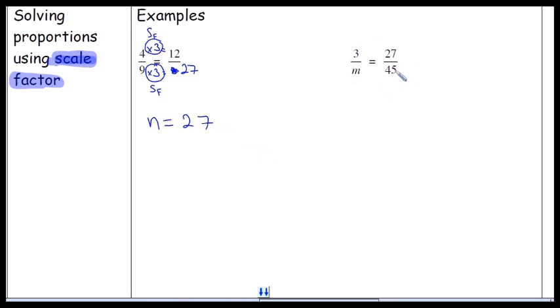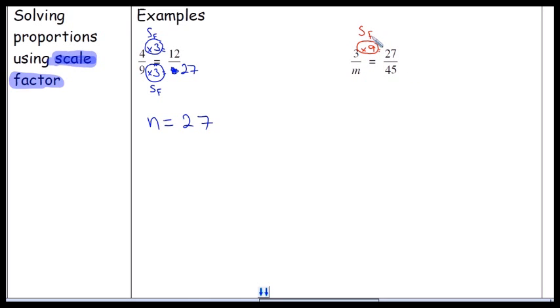Okay, let's use the scale factor again over here, to see if we understood what I just did. I have 3 over m equals 27 over 45. The only way that I can get this 3 to change to a 27 is if I multiply 3 times 9, right? We saw that multiplication over here, 9 times 3 equals 27. So 3 times 9 gives me 27. So therefore, this number is called my what?